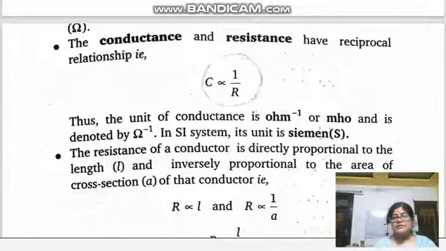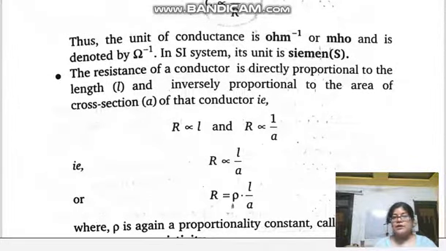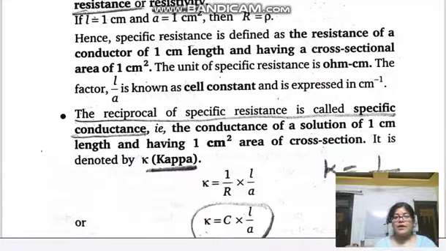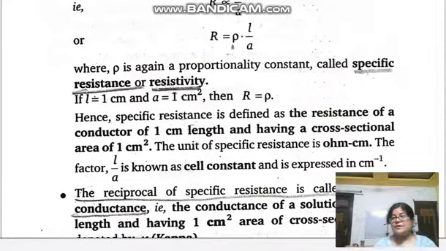The unit of conductance in the SI system is Siemens. Remember it. Okay. Now the resistance of a conductor is directly proportional to its length. We know the formula of resistance, R equals rho L by A, where rho is a proportionality constant known as specific resistance or resistivity. R is resistance, rho is resistivity, and L by A is the length of the conductor over the area.